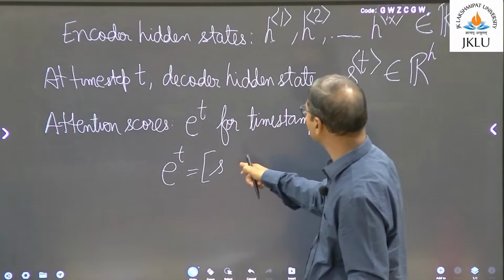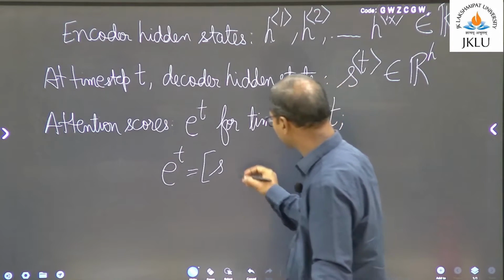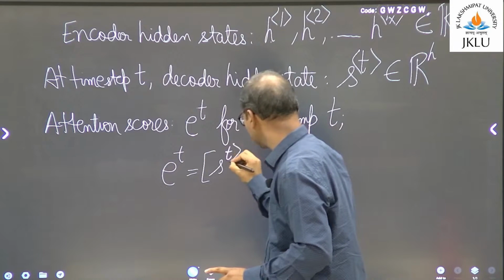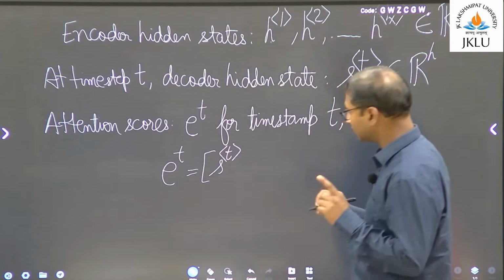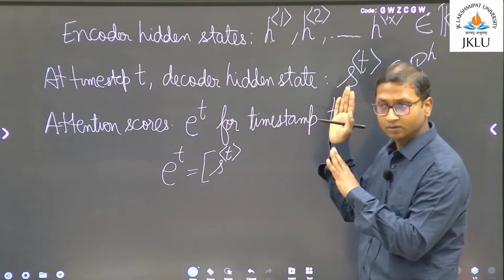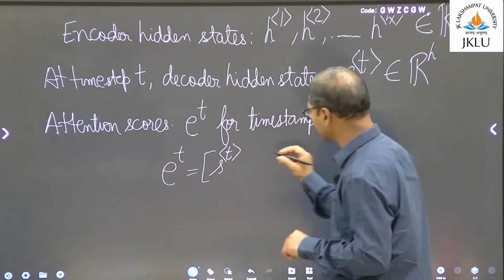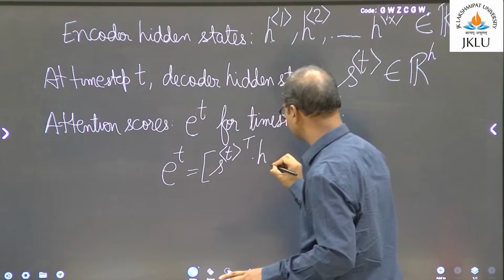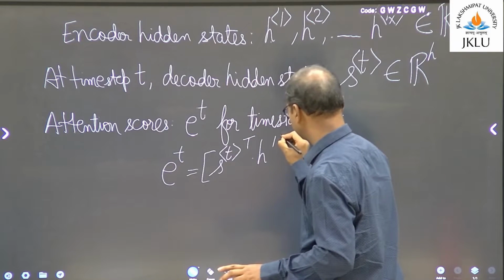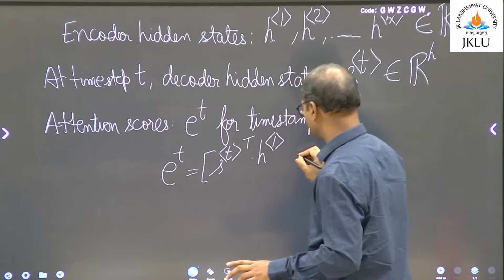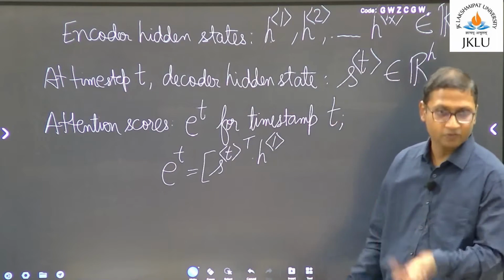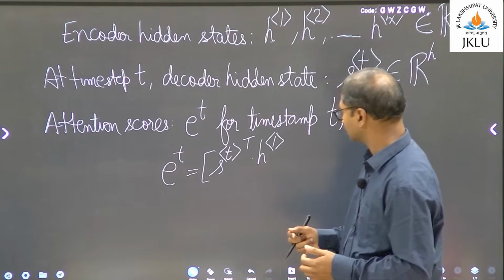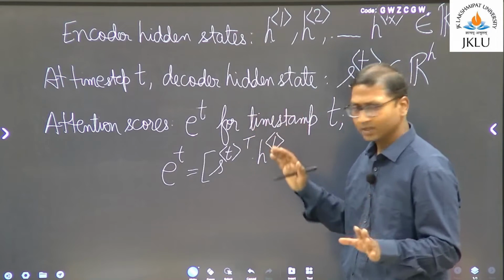So again I need to see how I write it in our notation. S. So we are at timestamp T. So this was ST, and then we take transpose of this, and then you dot product with H1. That is fine, same thing, right? So shall we do what we were doing?